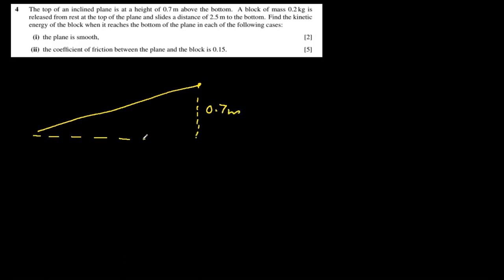Question 4. The top of an inclined plane is at a height of 0.7 meters. So let's draw it. This is the top and it is 0.7 meters from the level of the bottom. A block of 0.2 kg is released. Released is the word here. Released means u is 0. It is just let go. So this is the block and its mass is 0.2 kg. From the top of the plane it slides down 2.5 meters to the bottom. So this whole length is 2.5 meters.